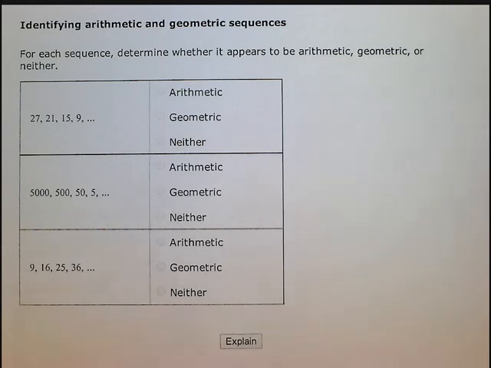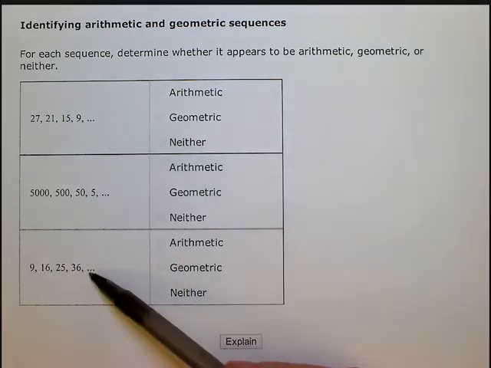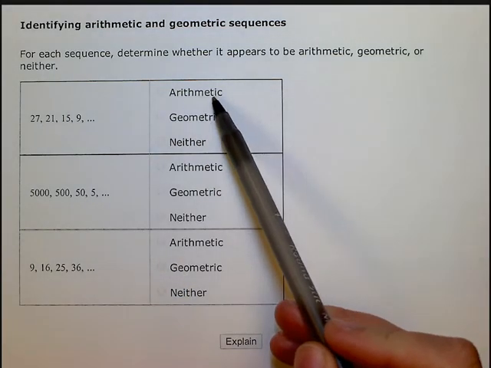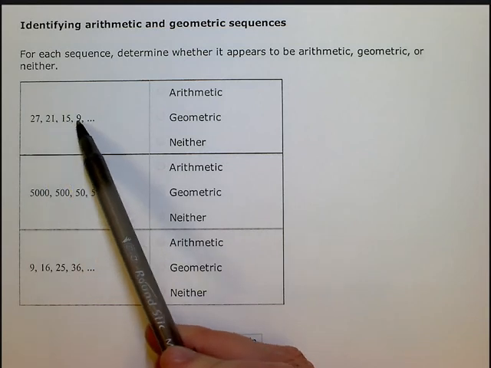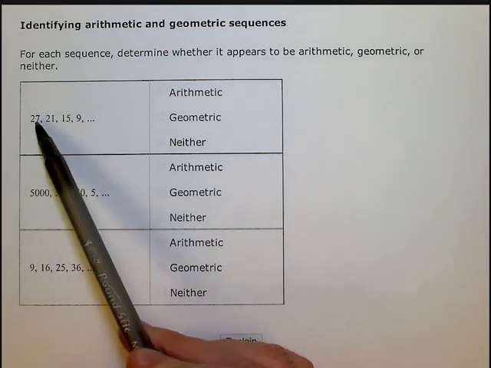Identifying arithmetic and geometric sequences. For each sequence, determine whether it appears to be arithmetic, geometric, or neither. Alright, so we have three sequences here, and we need to determine whether it's arithmetic, which means that there's a common difference to get from one term to the next, or that we're adding or subtracting the same number.